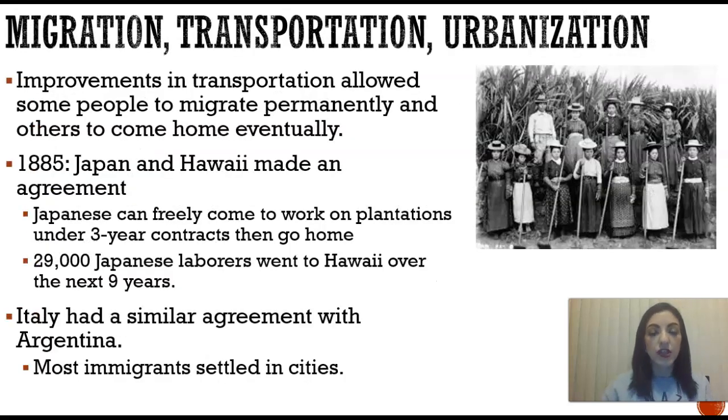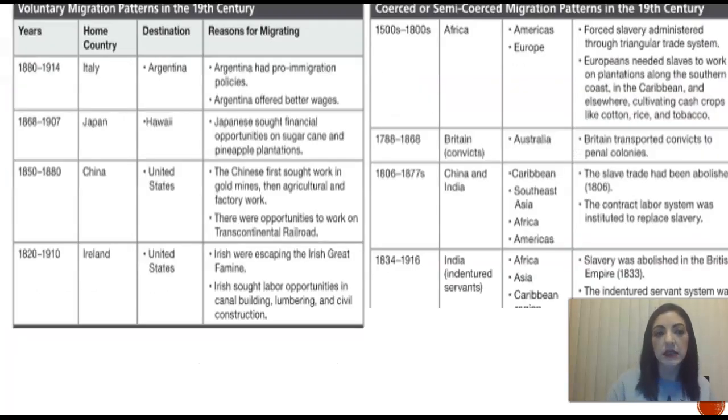All right, so migration, transportation, and urbanization. Improvements in transportation allowed some people to migrate permanently and others to come home eventually. So in 1885, Japan and Hawaii made an agreement. The Japanese can freely come back and forth to work on plantations under 3-year contracts and then go home. 29,000 Japanese laborers went to Hawaii over the next 9 years. Italy had a similar arrangement with Argentina, and most of the immigrants ended up settling in cities.